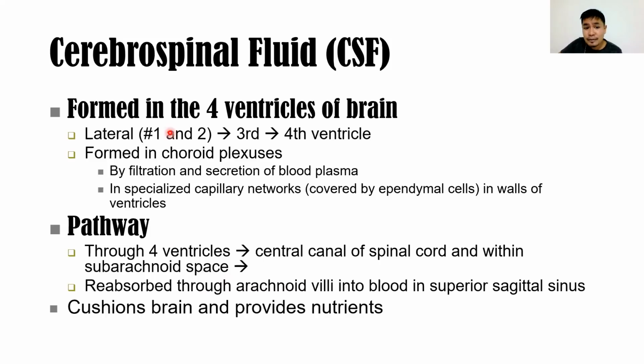Your CSF is formed in the four ventricles of the brain. What are these ventricles? They are like rooms, no? Like rooms where your CSF is located. Okay? So we have here your two lateral ventricles, 1 and 2, that will be drained. That will flow to your third ventricle and then flow to your fourth ventricle. I just want you to remember: two lateral ventricles, 1 and 2, then the third, then the fourth ventricle.